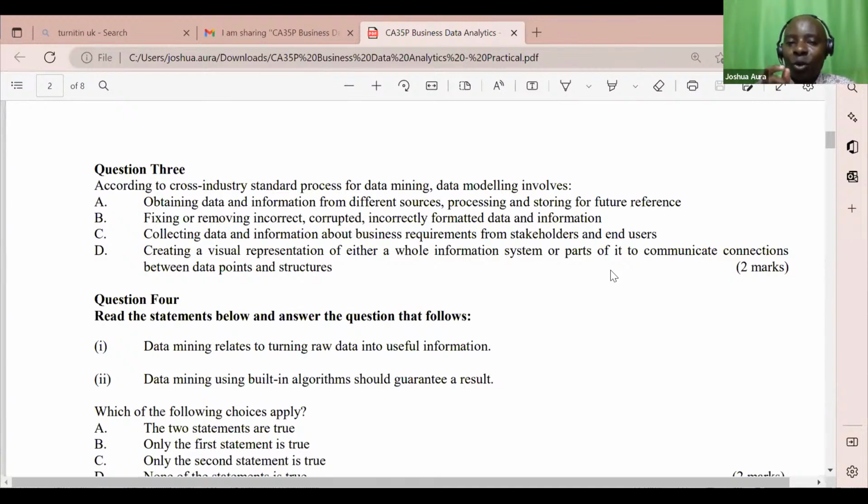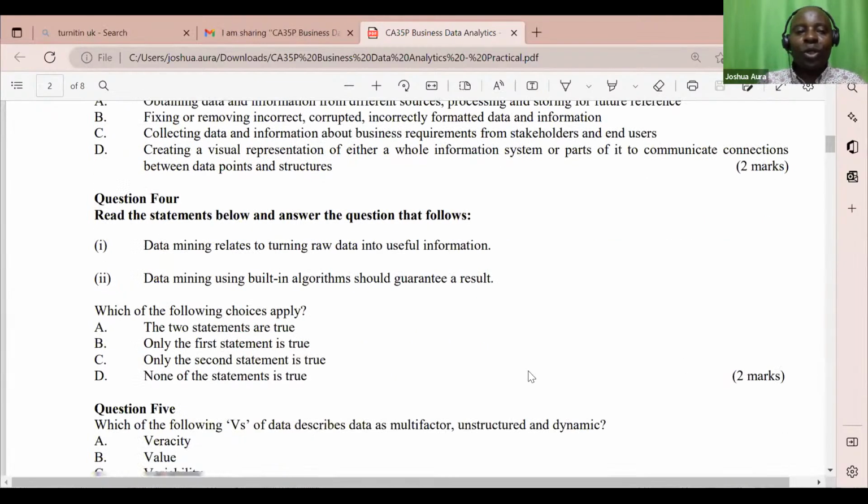Because like now, I'm going to look at each of those 6 components of the CRISP model. But before I do that, through guesswork, look at question 4. Question 4 is pure guesswork.